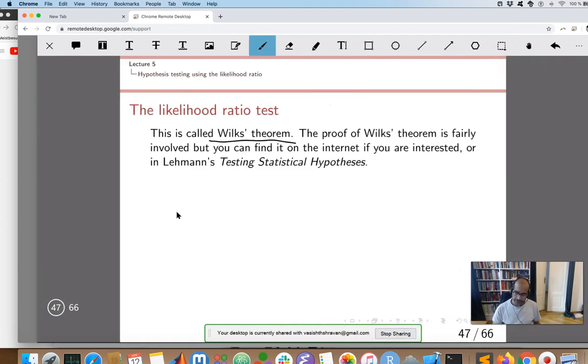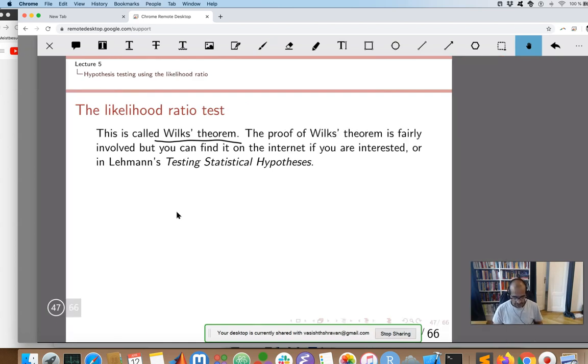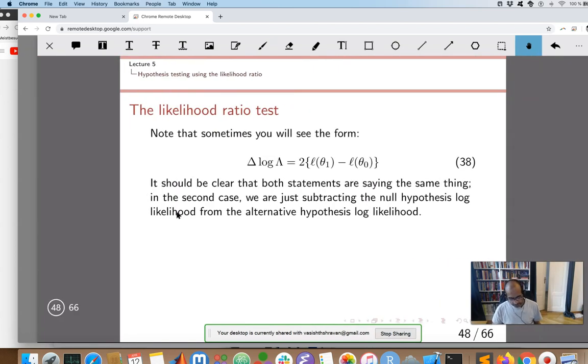It's a very complicated theorem. I'm not going to go anywhere near it, but if you want to read about how the theorem is proved, you can read Lehmann's text on testing statistical hypotheses, but I can warn you that I couldn't understand the proof. Okay, so we just take it for granted. Okay, so here we go.